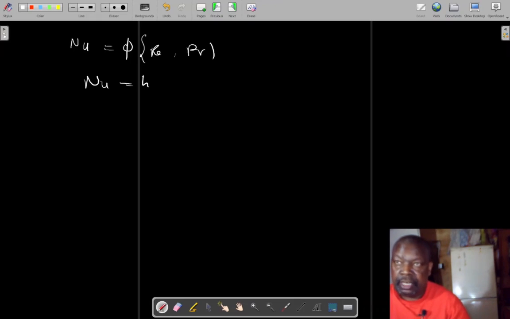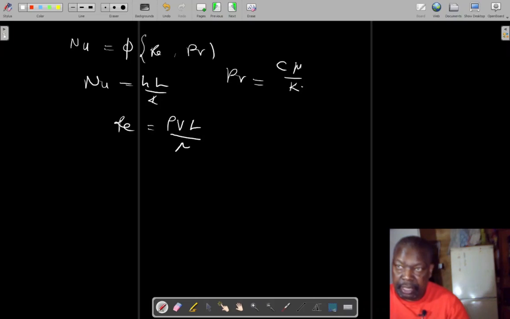So let us have a look at the solution. We have seen that for a forced convective heat transfer, the Nusselt number is a function of the Reynolds number and the Prandtl number. And we know that the Nusselt number is equal to h times the characteristic length L or D over K, and the Prandtl number is given by C mu divided by K. Whereas the Reynolds number, we know it is rho V times L divided by mu.